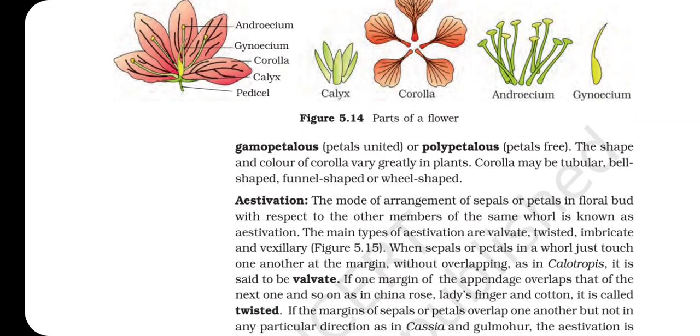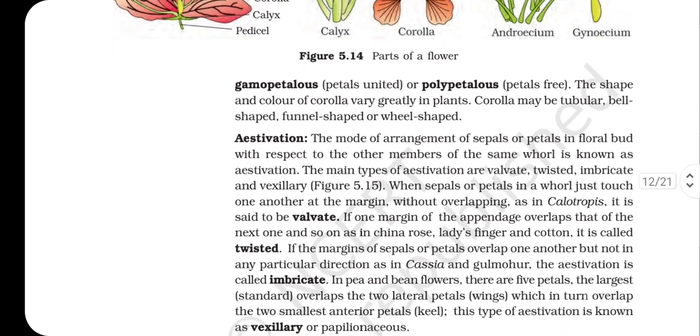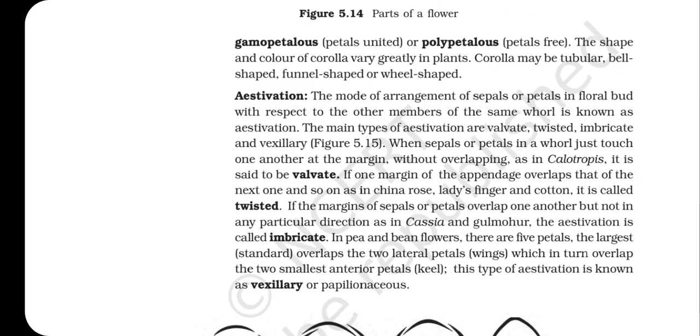If one margin of an appendage overlaps that of the next one, and so on, as in China rose, lady finger and cotton, it is called twisted. If the margins of sepals or petals overlap one another but not in any particular direction, as in Cassia and Gulmohar, the estivation is called imbricate.